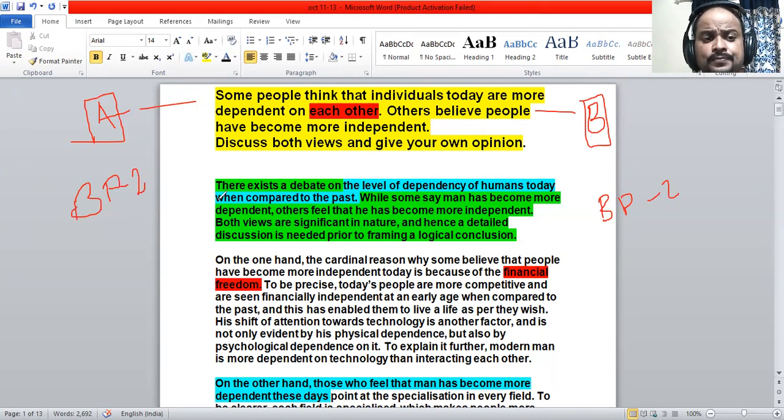Right now, we have said that people are more dependent. So when people are more dependent, we are going to prove that people are more dependent. I agree to that view. I have to write that in body paragraph 2. And here I have to write this in body paragraph 1. So people are becoming independent will be coming in body paragraph 1. And people are becoming dependent will be there in body paragraph 2.